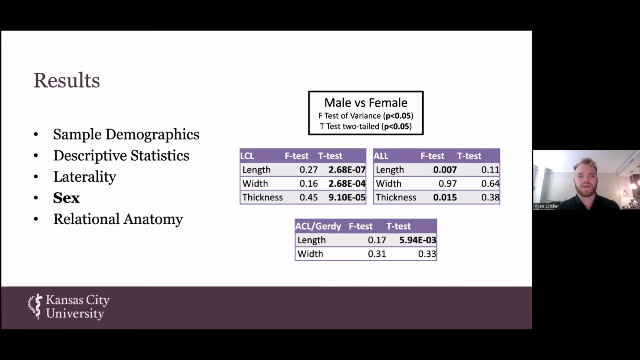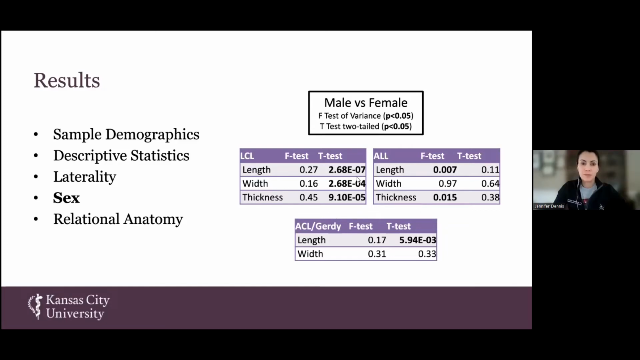And much like we did with right versus left, we did the same thing with male versus female, separated them and then did the F test of variance. And now you can see that both the length and thickness of the ALL did have unequal variance. So when it came time to doing the t-test for those, for the ALL length and thickness, we did a type 3 t-test known as a Welch test, which is used for samples of unequal variance. And all the other ones that did have equal variance, we used a pooled t-test or a type 2 t-test that's used for samples with equal variance.